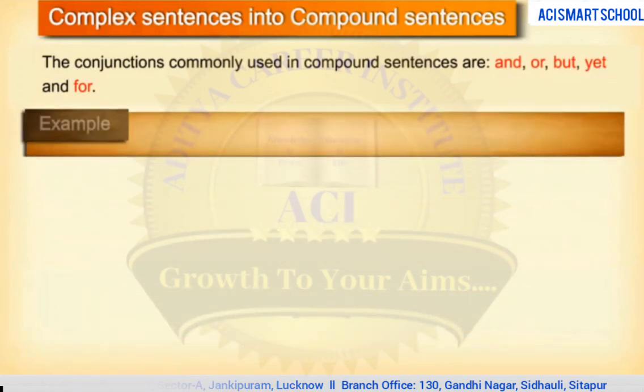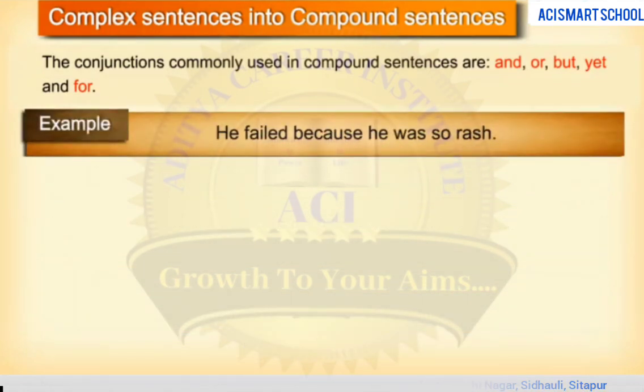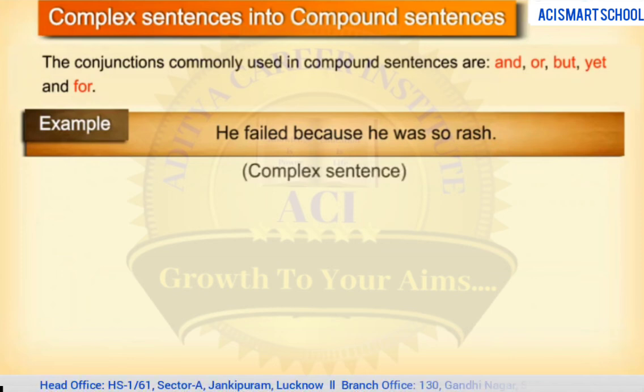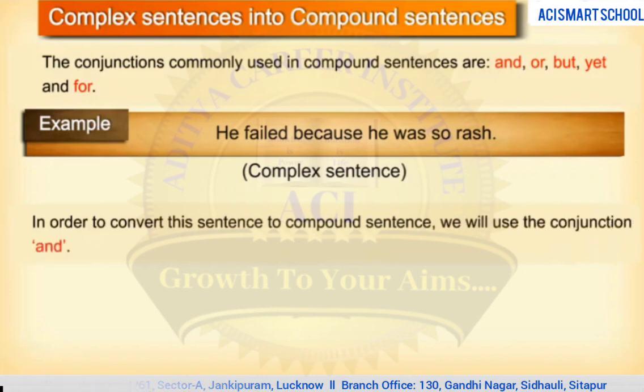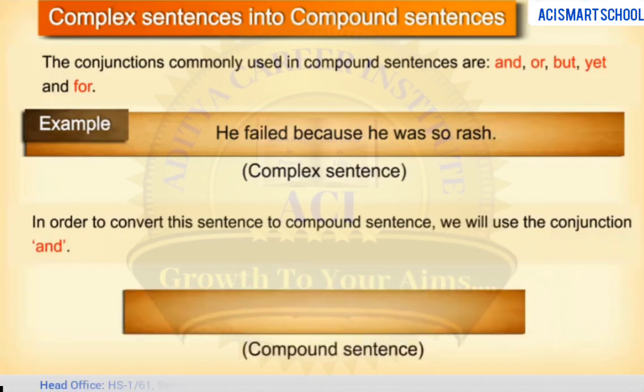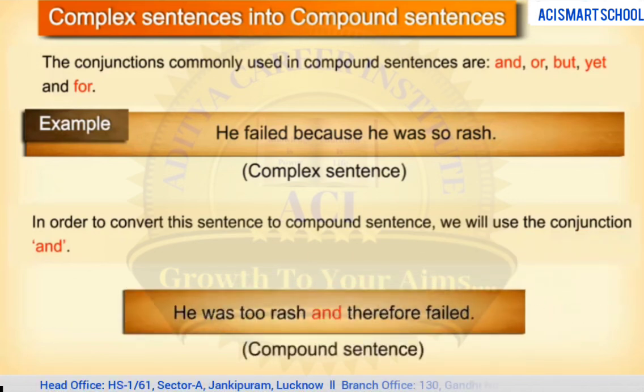Let us take another example. He failed because he was so rash. This is a complex sentence. This sentence contains one main clause and one subordinate clause. Now, in order to convert this sentence to compound sentence, we will use the conjunction and. So, the corresponding compound sentence will become, he was too rash and therefore failed.